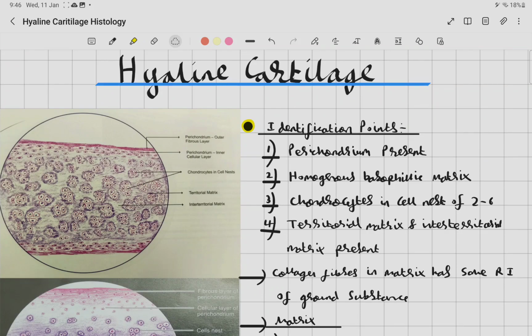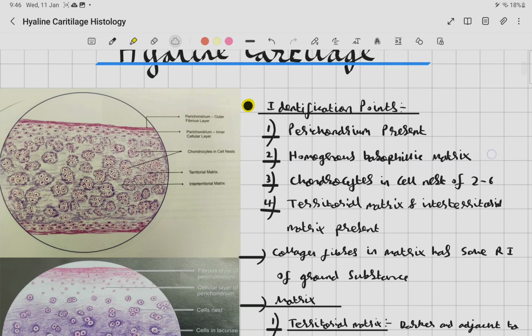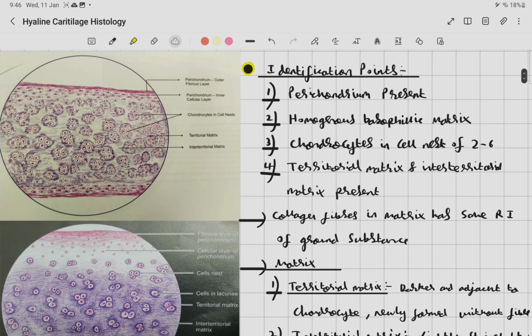So what are the identification points? Perichondrium present, homogeneous basophilic matrix, chondrocytes in cell nests of 2 to 6, territorial matrix and interterritorial matrix present. Next, collagen fibers in the matrix have the same refractive index as the ground substance.